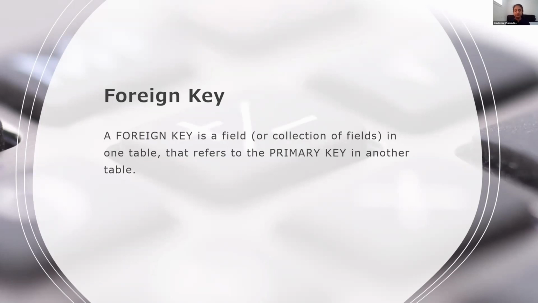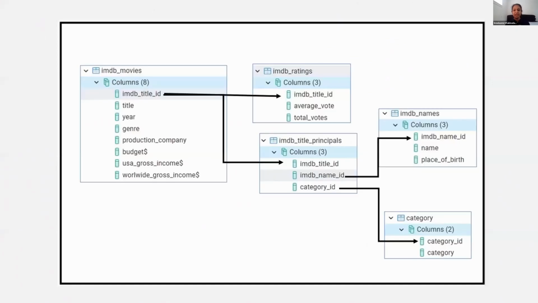of the other table. For example, this is the overview of the tables that we would be using today. We have IMDb movies, IMDb ratings, IMDb title principles, IMDb names and category. IMDb movies has 8 columns, and title ID is our primary key, which would connect to IMDb ratings, which has the same primary key as IMDb movies. So IMDb title ID would act as a foreign key here.